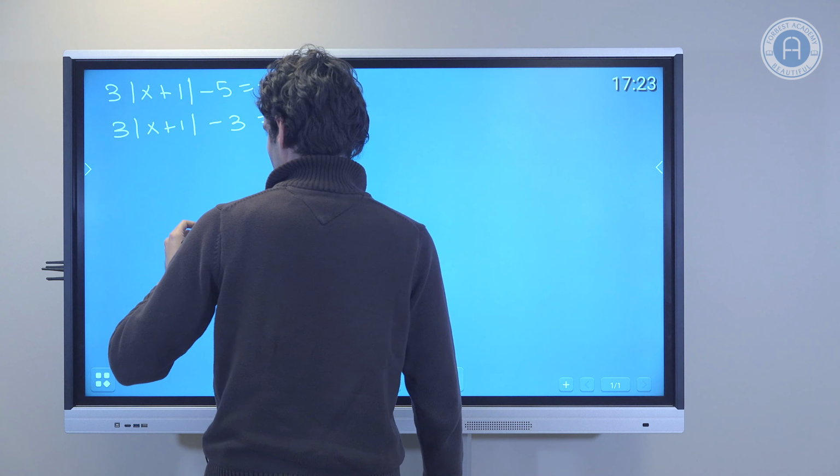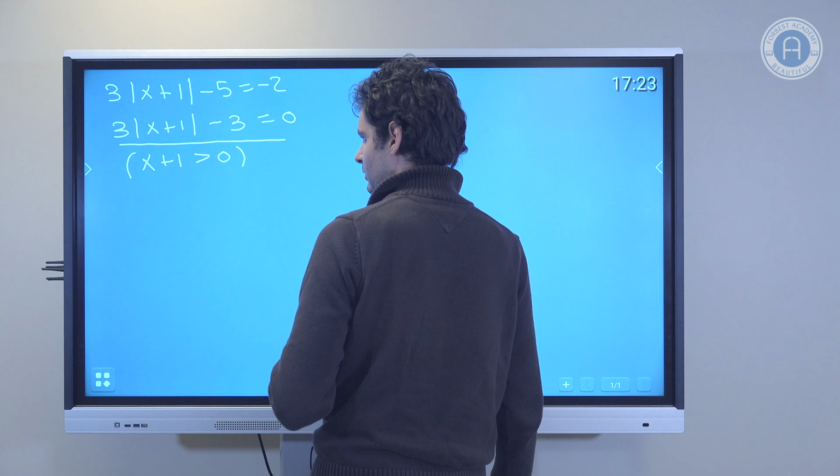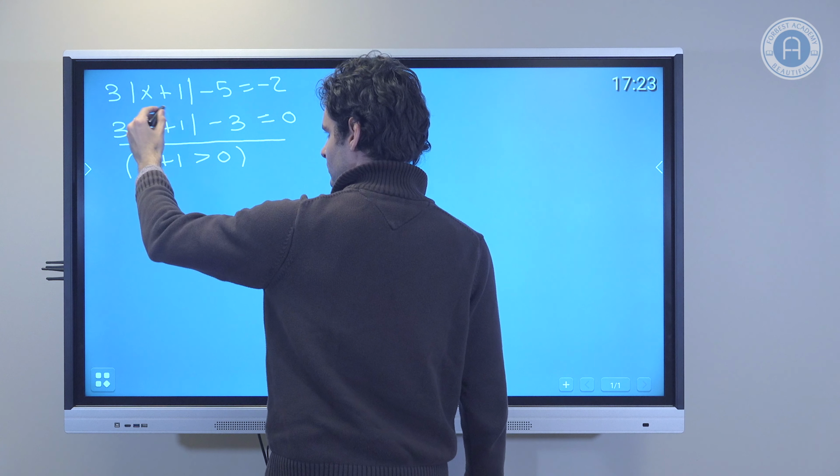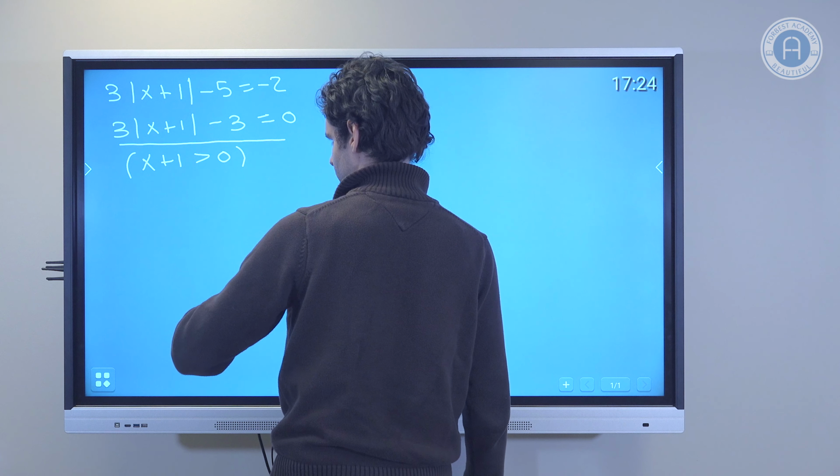Now this is an absolute value, so we need to take cases. Let's assume that x plus 1 is positive. So if x plus 1 is positive, this quantity here will be positive. And so the absolute value of a positive quantity is just that quantity itself, right?